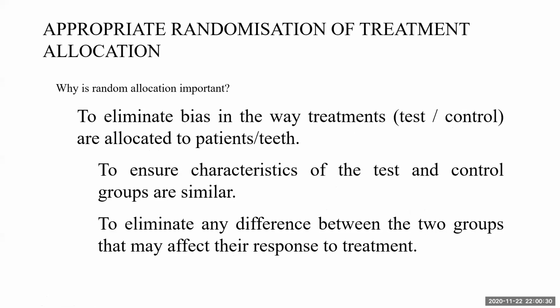Appropriate randomization of treatment allocation. Why is random allocation important? First of all, to eliminate bias in selection in the way a treatment or test control is allocated to patients and teeth. Also, to ensure characteristics of the test and control groups are similar, as we have explained before, and to eliminate any difference between the two groups that may affect their response to treatment.